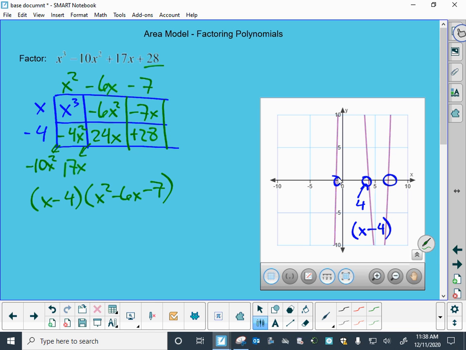And now I'm going to attempt to completely factor. I'm going to factor this part. I'll go back as a reminder on my area models and the nice tricks we had there. This was going to be an x squared. This is going to be the minus 7. We know that we need two numbers that multiply together to give us negative 7 and add to give us negative 6.